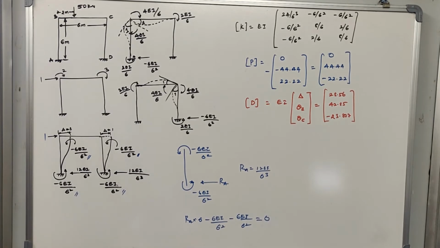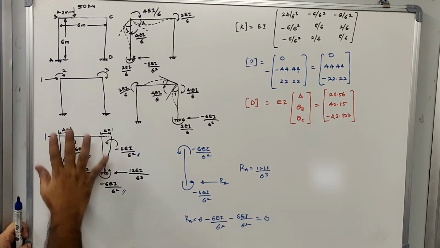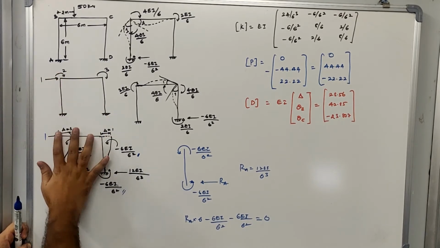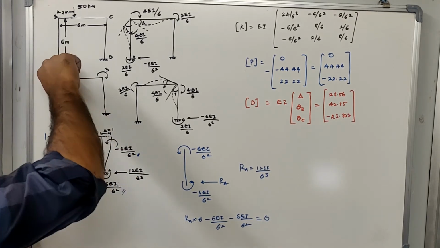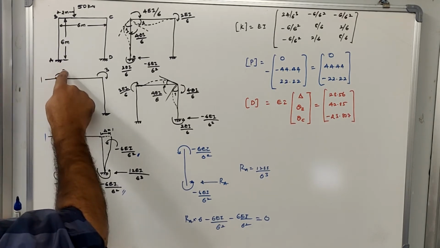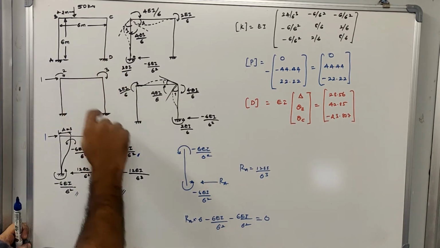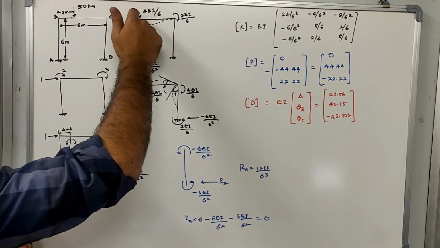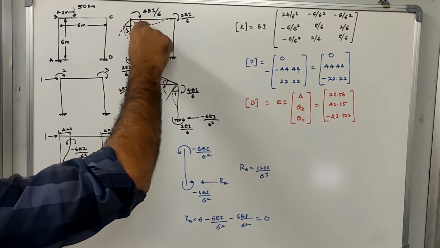Okay, so now what is the next step? So these are the forces and moments that we have calculated by creating the unit sway at this joint. Now once this is done, what is the next step? We will apply the unit rotation at joint B, which is our second coordinate, and later we will apply the unit rotation at coordinate 3. So let us apply the unit rotation at coordinate 2.